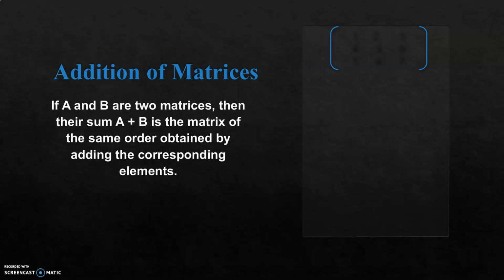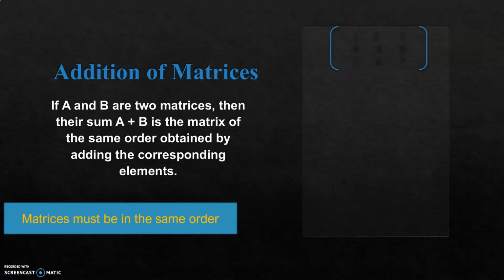So first we are moving to addition of matrices. Let us check how to add two matrices. If A and B are two matrices, then their sum A plus B is the matrix of the same order obtained by adding the corresponding elements. One condition is that both the matrices A and B must be in the same order.